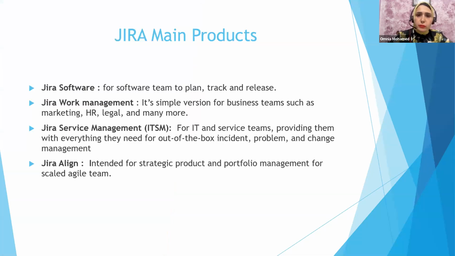We have four main products for JIRA. JIRA software, and this one is the one I will explain today. And JIRA Work Management, a very simple version of JIRA, mainly for non-technical people and simple processes, mainly for marketing and HR. And there is JIRA Service Management, for incidents and IT development. And JIRA Align, a new product for scaled Agile teams. And it is very costly, by the way. So today, most Scrum Masters and Agile coaches mainly use JIRA software because it is built mainly for software teams.